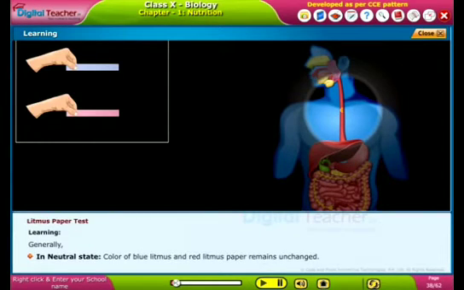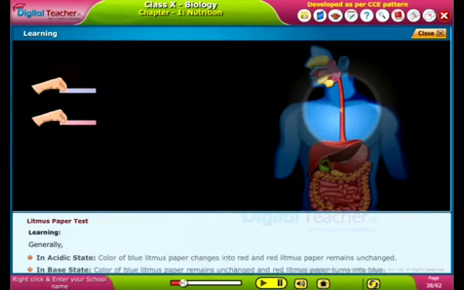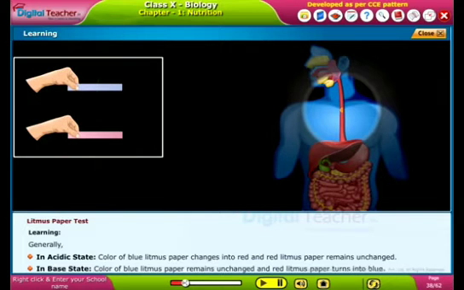Generally, in neutral state, color of blue litmus and red litmus paper remains unchanged. In acidic state, color of blue litmus paper changes into red and red litmus paper remains unchanged. In base state, color of blue litmus paper remains unchanged and red litmus paper turns into blue.